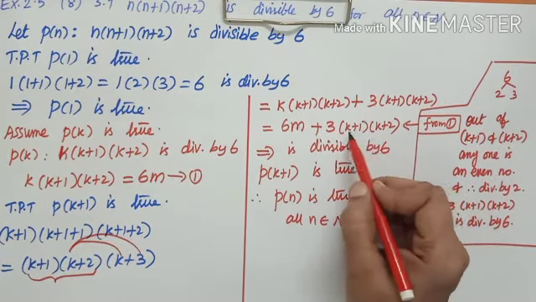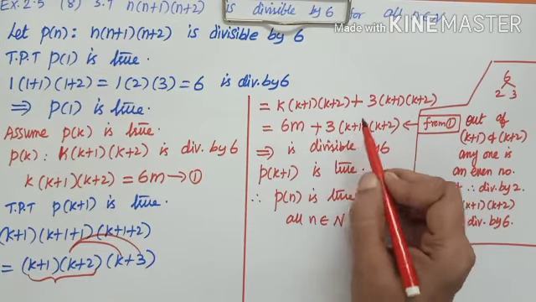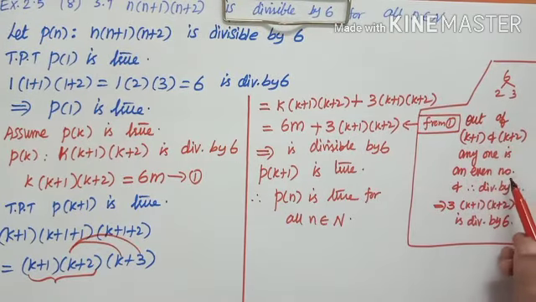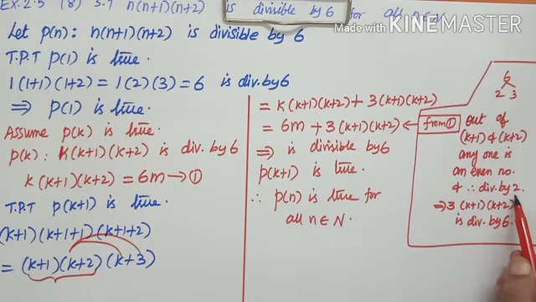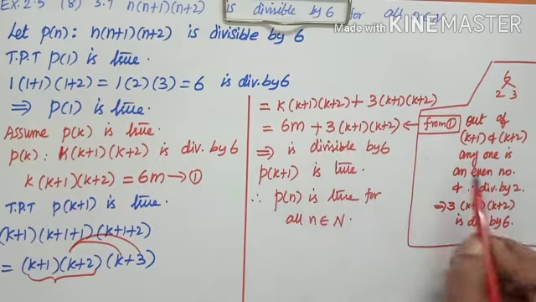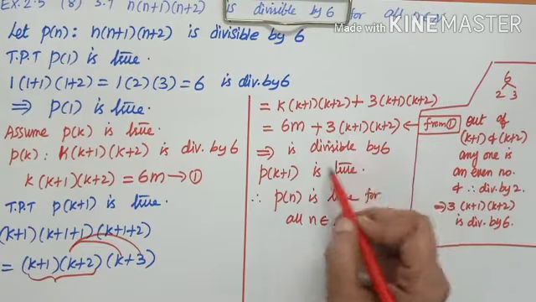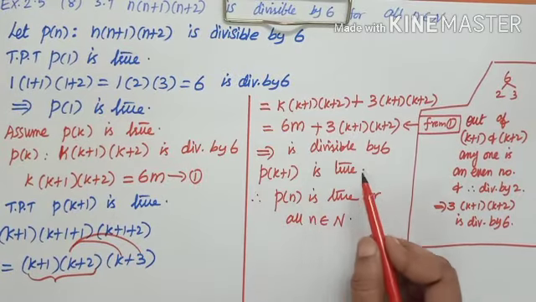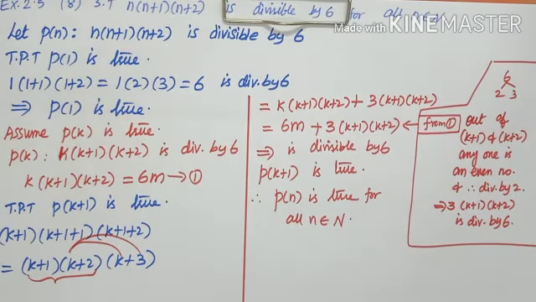Out of the two terms, one is odd, the other one is even. So any one of these is definitely even and so divisible by 2. Already 3 is coming, so divisible by 3. 3 into 2 is 6. So ultimately, it is divisible by 6. P of k plus 1 is true and we have shown the problem.